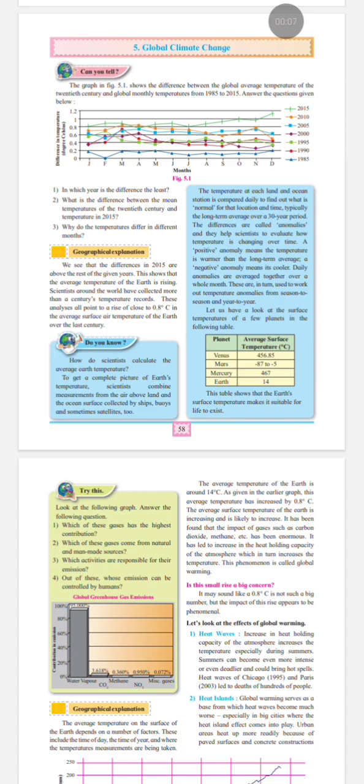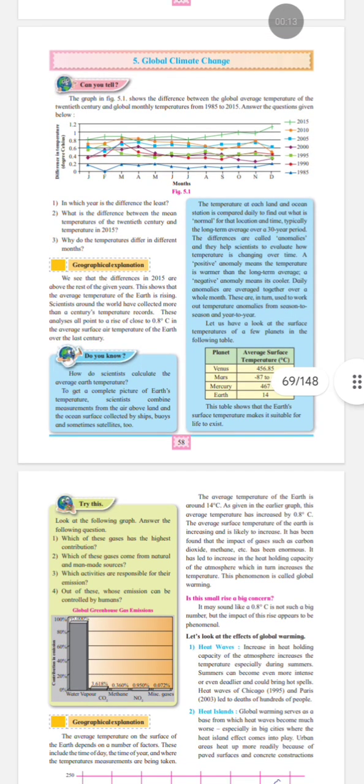In the previous chapter, we studied climatic regions and understood how climate differs from one region to another. Now we are starting a new chapter, global climate change. In this chapter, we will understand how the Earth's temperature is changing, what global warming means, and what effects it can have on our planet. So, let's begin with the chapter.